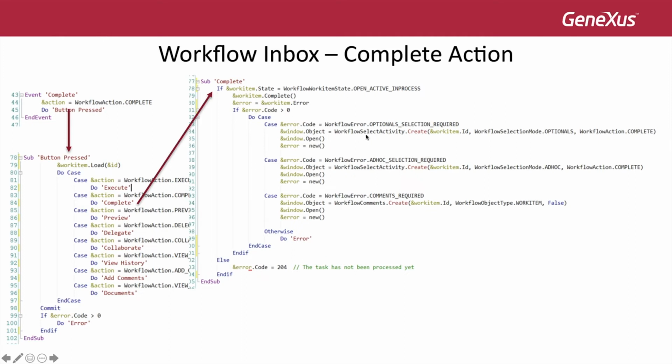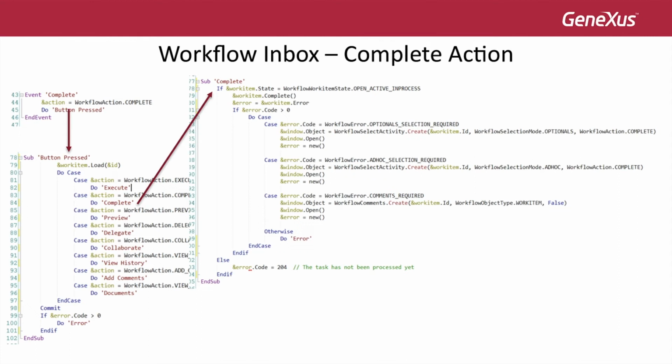If there's an error, for example, because an optional path has to be selected by the user, the panel workflow select activity will be prompted to select which path has to be taken. In case the error is because it's an ad hoc process and the next activity to execute also has to be selected, the same Webpanel, the workflow select activity, will be prompted in order for the user to select which activity will continue.